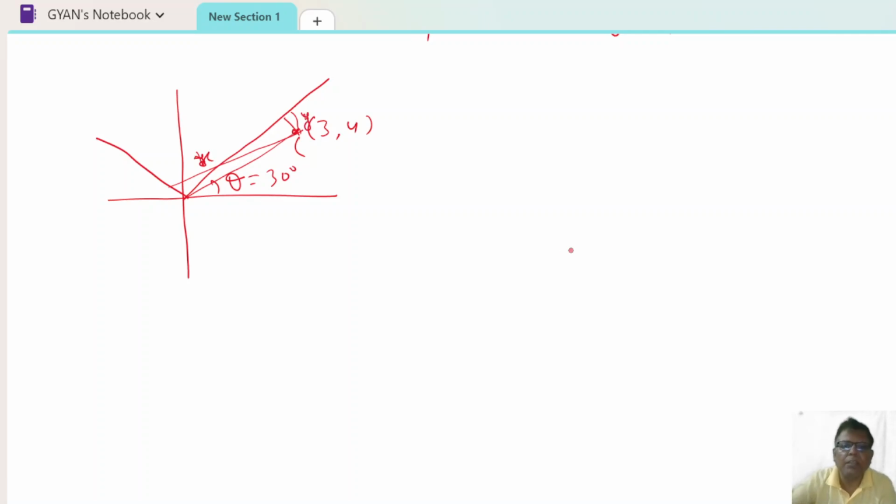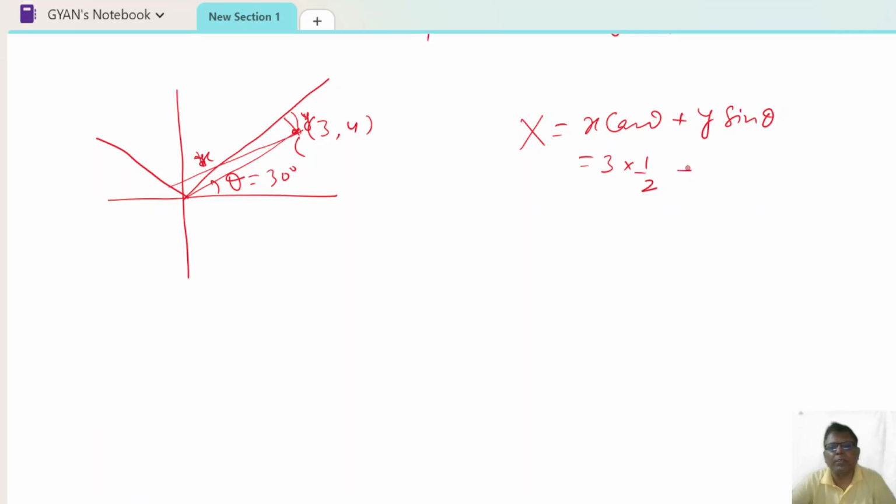So let us see, x will be how much? x will be x cos theta plus y sin theta. So x is 3, into cos 30 degrees, which is root 3 by 2, plus y is 4, 4 sin 30 degrees, and sin 30 degrees is 1 by 2. So the new coordinate becomes 3 root 3 by 2, comma, 2.